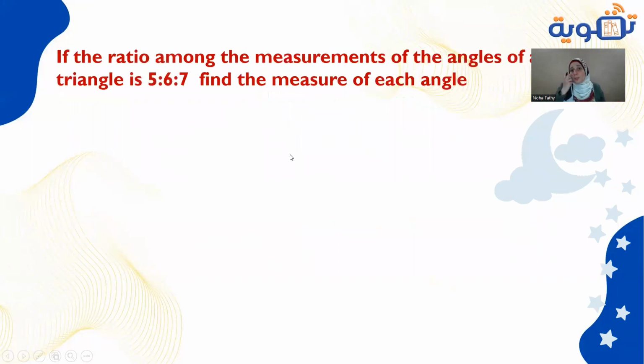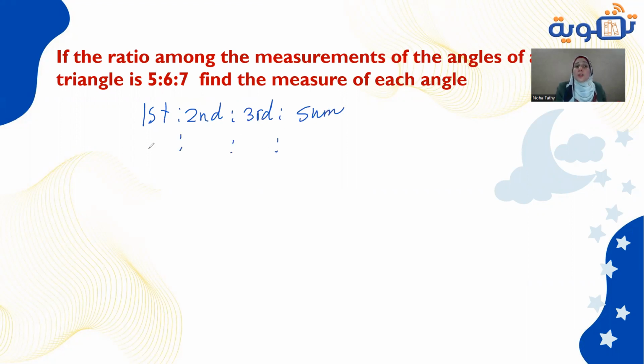The ratio among the measurements of the angles of the triangle. So I have first angle to second to third. And I will write sum. He didn't say sum, I know. But I know the sum of 3 angles in any triangle must equal 180. So the first step, I will add the values. So here equals 18, and under 18, I will add the ratio. Then under the ratio, I'll put the real sum between 3 angles, 180.